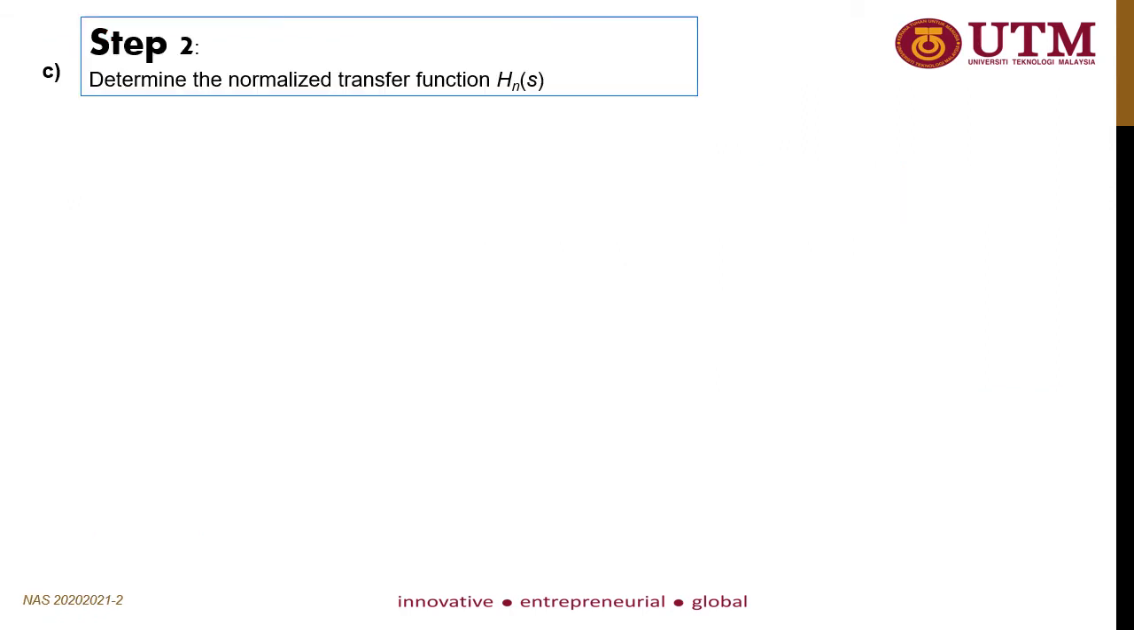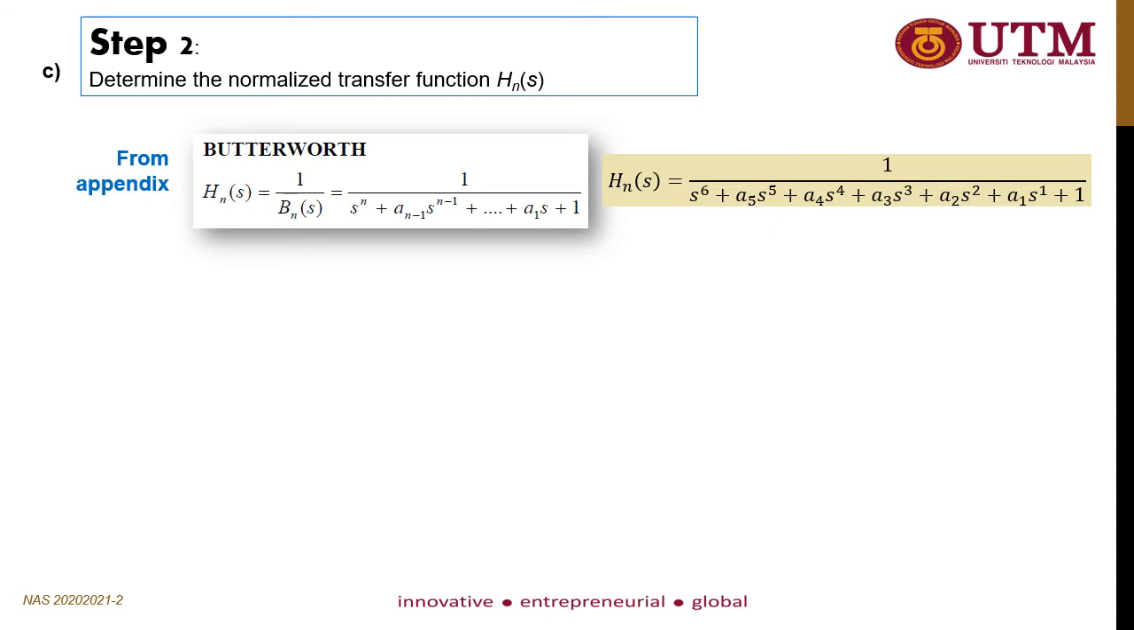Next, the third question, determine the normalized transfer function. As usual, refer to the table for Butterworth. For a Butterworth filter, the normalized transfer function is given by this equation. We have calculated n equal to 6 from the first question. So you need to rewrite the equation into the general equation using the n value, followed by the A. The A is the coefficients of the polynomial for the Butterworth filter.